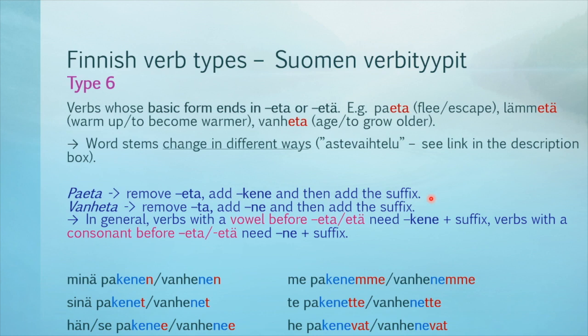With paeta, you remove eta so that you have pa. Then you add kene so that you have pakene. And then you add the appropriate suffix. With vanheta, you remove ta so that you have vanhe. And then you add ane so that you have vanhene. And then you add the suffix.